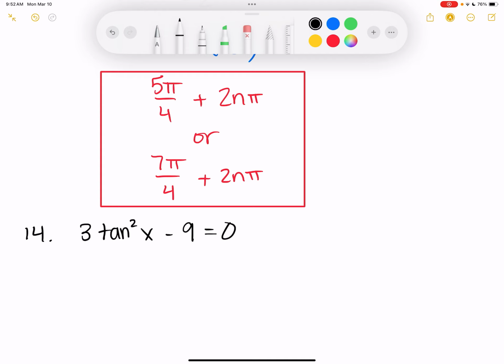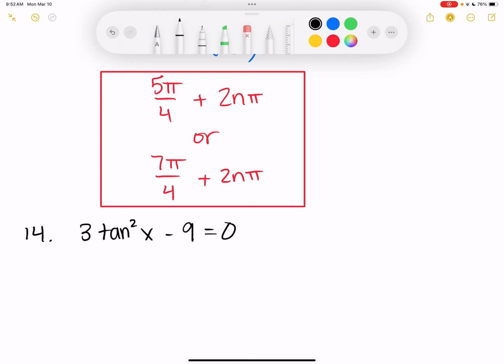Most of the time, I don't rewrite it. I'm mainly rewriting it up here when we're plugging the number in so that we don't get confused. So move over the 9 and divide by 3. So 3 tangent squared of x equals 9. And again, you could do this in one step. Tangent squared of x then is equal to 3.